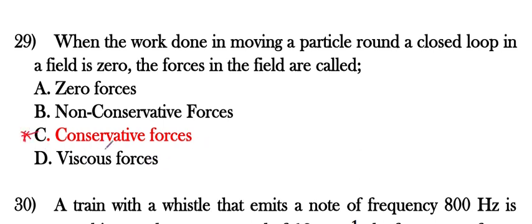And the reason is simply because a conservative force is one in which the work done in moving a particle in a closed loop is equal to zero. That is, the net work done in moving a particle in a closed loop is equal to zero. Examples of conservative forces are gravitational forces. Another very good example is electrostatic forces. So electrostatic forces are also conservative forces.